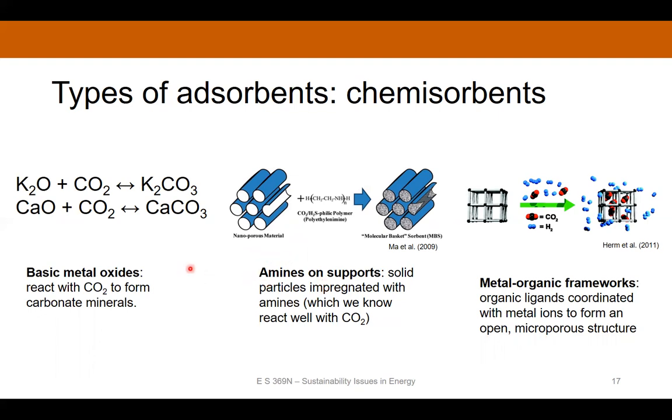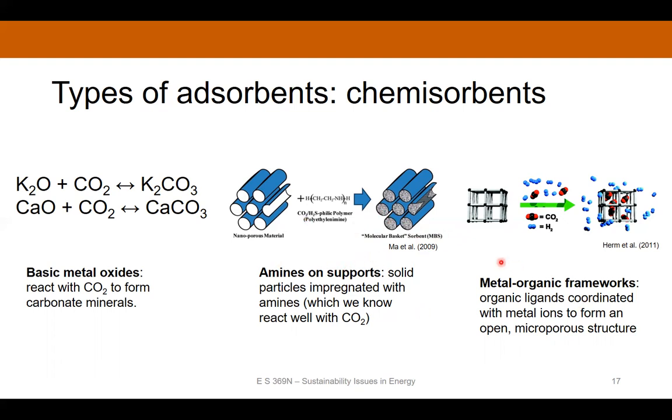Amines are back again. We know that these react very well with CO2. These are for chemisorption. Typically what we do is we create what are called amines on supports. So we start off with some kind of a nanoporous material, some kind of a polymer or something like that. And then we impregnate that with our amines that we're actually using for the sorption. So there's one particular application called a molecular basket sorbent, MBS, where the inner part of this nanoporous material is filled up with these amines that'll soak up the CO2.